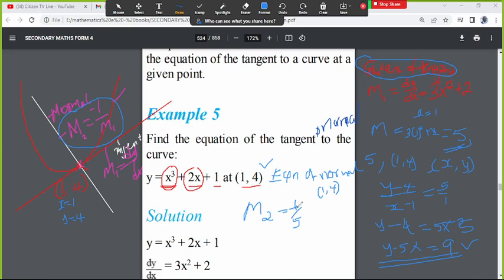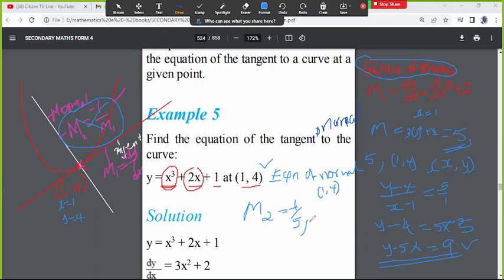I don't want us to go to the route that M1 times M2 equals negative 1. Good, that is the holding. It's a fact. But where it will land you is at reciprocate and change the sign, because if we cross multiply this one, it will still be M1 times M2 is equal to negative 1. So the shorter route is reciprocate M1 and change the sign.